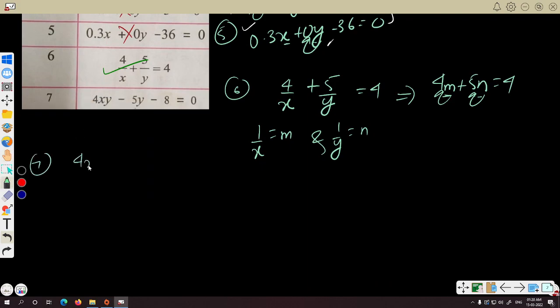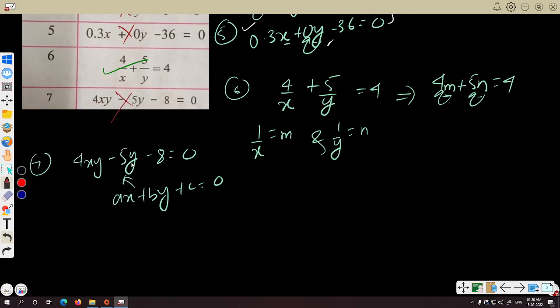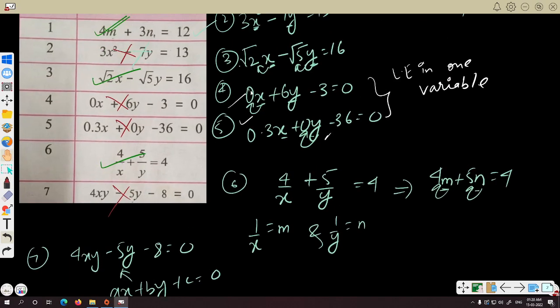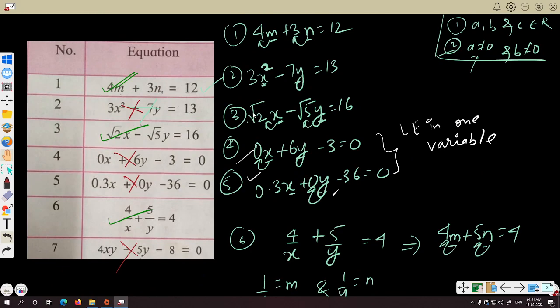We will look at the seventh equation. 4xy minus 5y minus 8 is equal to 0. Of course, you can easily say that this is not a linear equation in two variables because the general form was ax plus by plus c is equal to 0. So this does not match the general form or the standard form. So this is not a linear equation in two variables. I hope all of these are clear to you. I've taken this example, this table from your book. You can refer to it later on. Now we'll move on to the next slide.